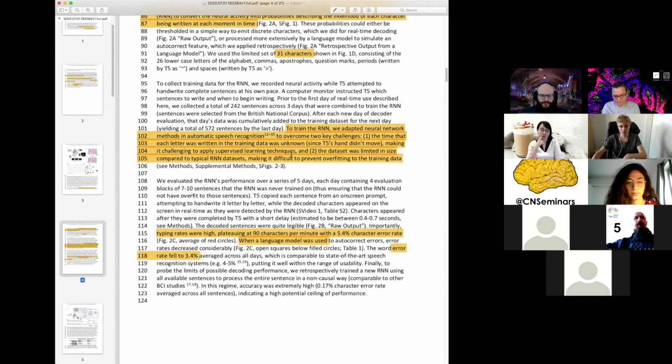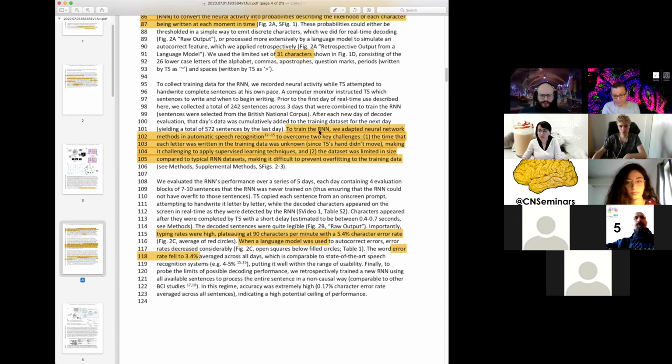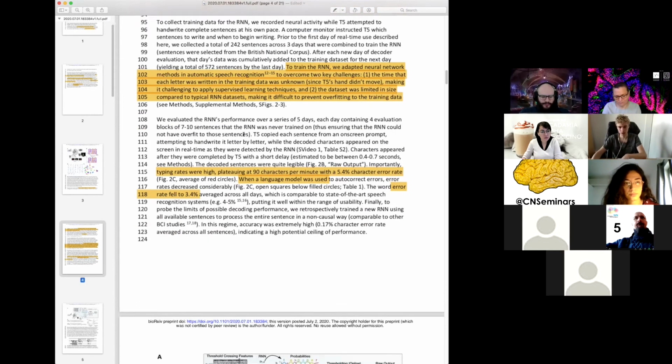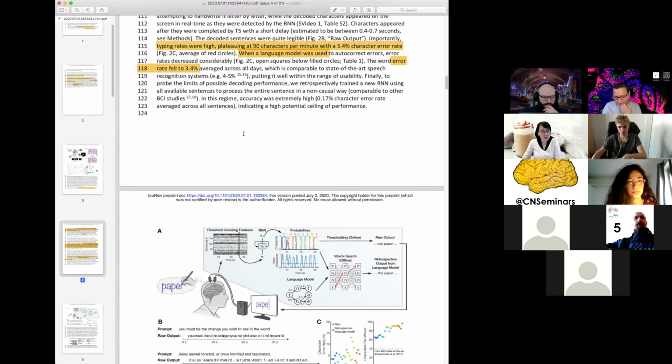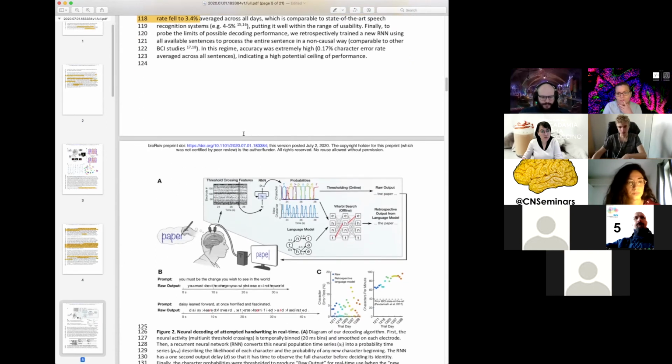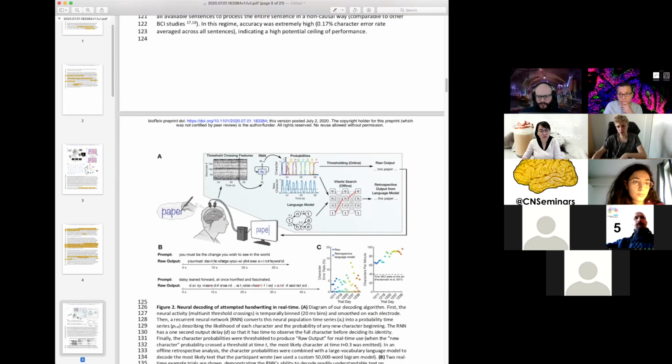And so to fight this problem, they used a model that was adapted for automatic speech recognition, because they also have this kind of problem historically. And so they trained this RNN, so recurrent neural network, to decode the signal online, and to give a probability of each letter for each time point.